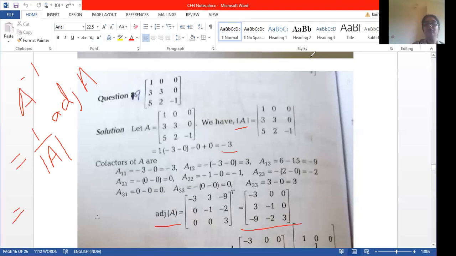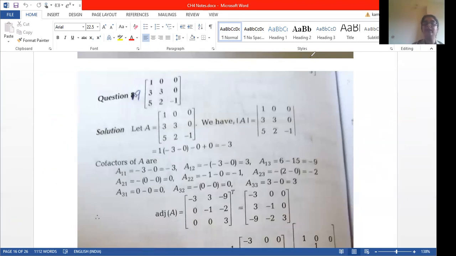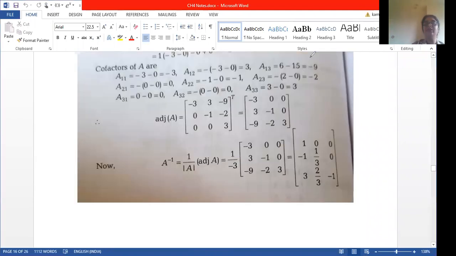It will be equal to what? 1 upon minus 3 multiplied by the adjoint of A. Now adjoint of A is what? This one. So we have to just put the values. If you want to multiply inside, you can multiply, or you can just put the value and see.